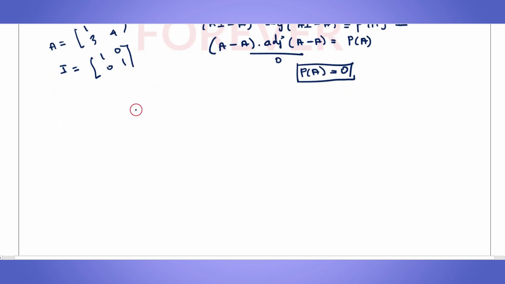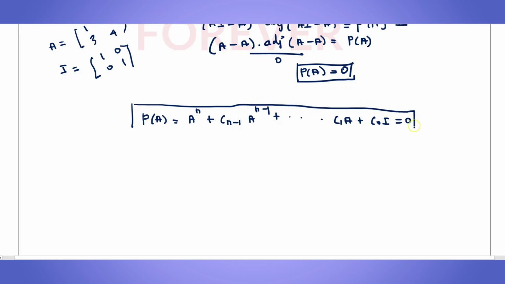So apart from the definition, p of A can be written as A^n, which we have proved is equal to 0. Then p of A is C_(n-1) A^(n-1) plus up to C_1 A plus C_0 I. This is the definition we stated yesterday, and this is what we have proved. Okay, then what are the concepts? First characteristic polynomial, next matrix polynomial, then identity matrix, then matrix substitution.